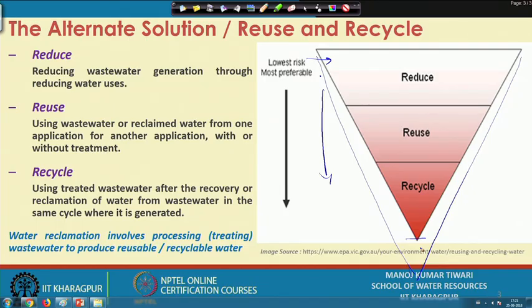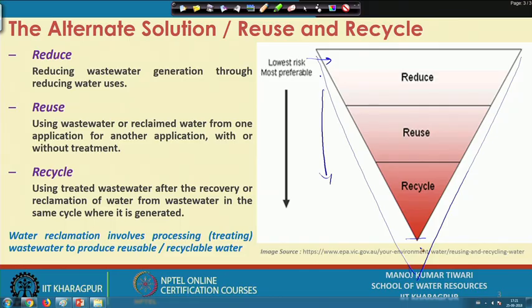preferred options. First, we reduce the wastewater generation itself. How can we reduce the wastewater generation? We can reduce it by reducing the water usage, because of whatever water we consume, the majority eventually converts to wastewater.